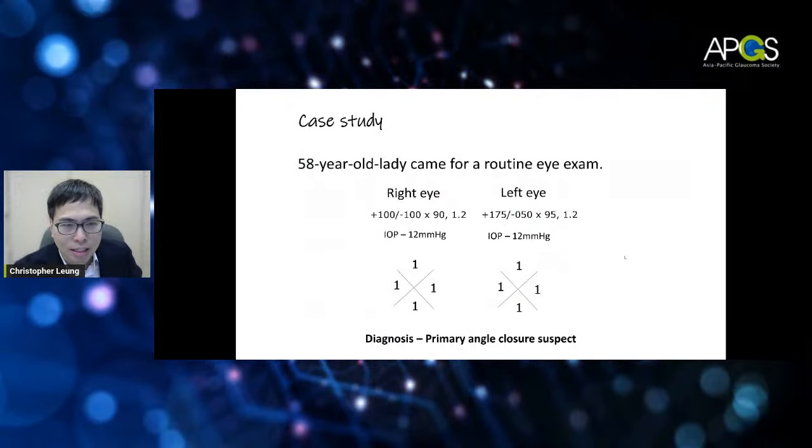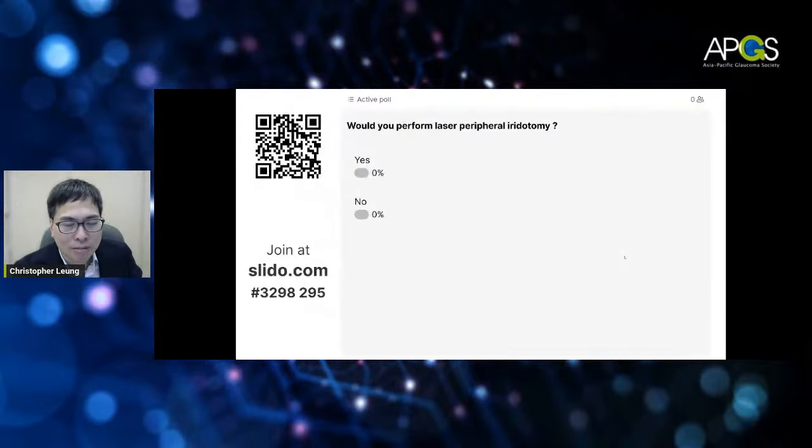And I would like to ask your opinion at this point. You can pick up your smartphone if you have it with you, scan the QR code, and I would like to get your opinion about whether you would perform LPI in this case. So I hope you can pull out your phone, scan the QR code, and start voting.